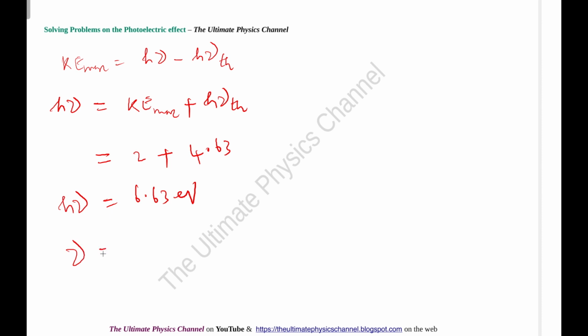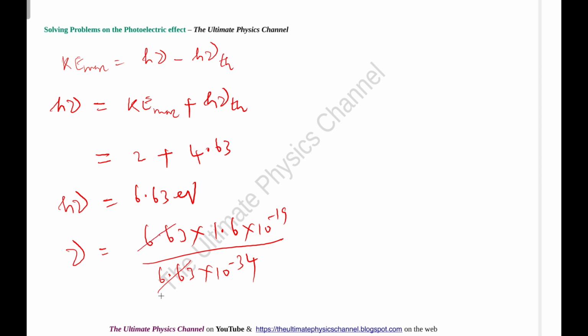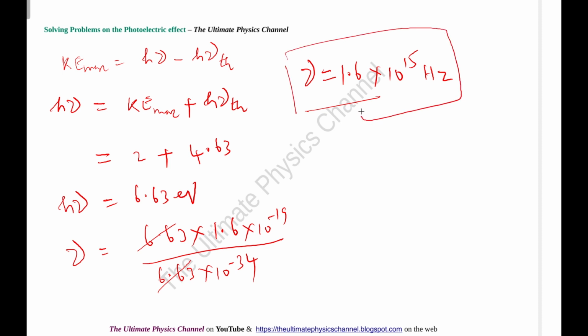We want nu, so we can convert this 6.63 into joule units by multiplying by 1.6 into 10 power minus 19, and then dividing by Planck's constant, so 6.63 into 10 power minus 34, and we have equal terms getting cancelled, and our answer would be nu is equal to 1.6 times 10 power 15 hertz. That is the value of frequency that has to be used.